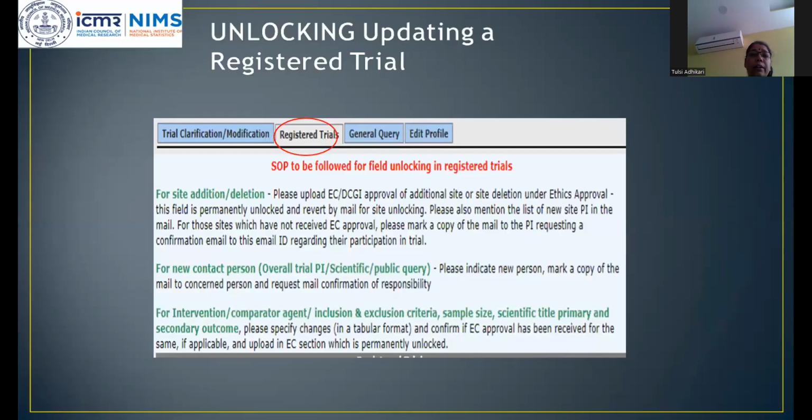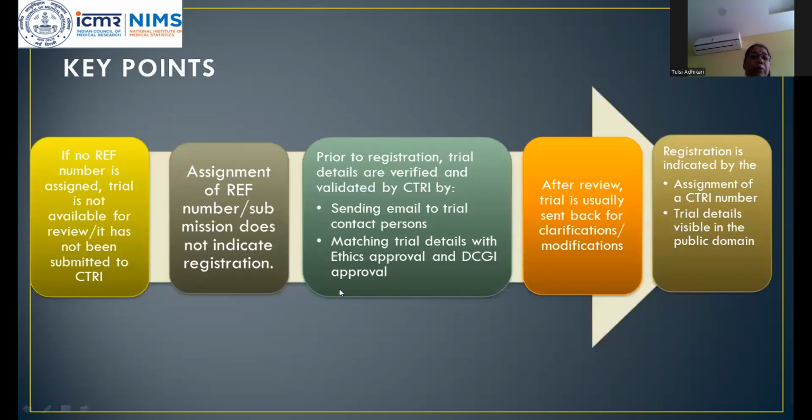Under your registered trial, there is a SOP to be followed. It is given in the registered trial: SOP to be followed for field unlocking in a registered trial. So for site addition or deletion, what has to be done; for a new contact person, what is to be done; for intervention comparator detail modification, or sample size, scientific title, primary and secondary outcome. For all these different modifications, you have the SOP to be followed. So these are the key points to be kept in mind.